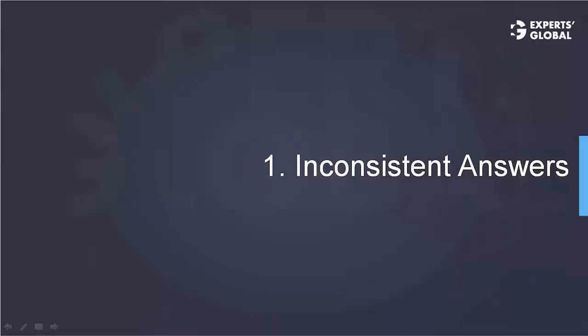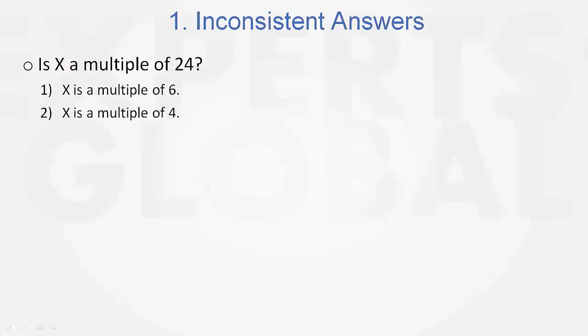The first trap is inconsistent answers. Let me explain this concept by an example. Try solving this one. What did you get? Did you get A, B, or C, or D? None of that is correct.